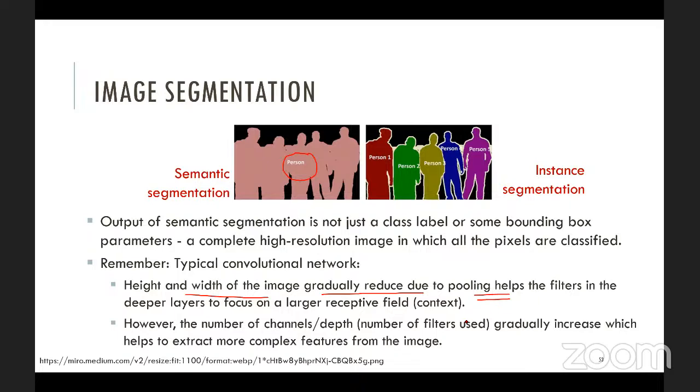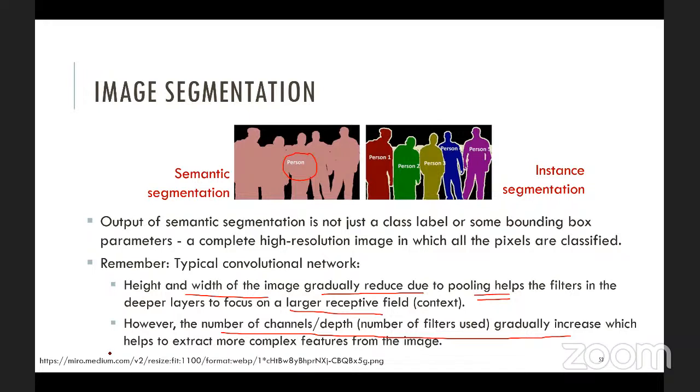Because the size is decreasing, the filters in the deeper layers may focus on larger receptive fields, right? And when we are increasing the number of channels, or the number of filters, they actually help us extract more complex features from the image, right?